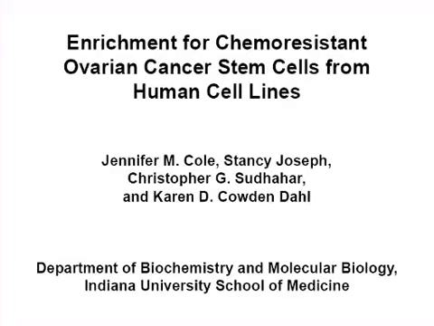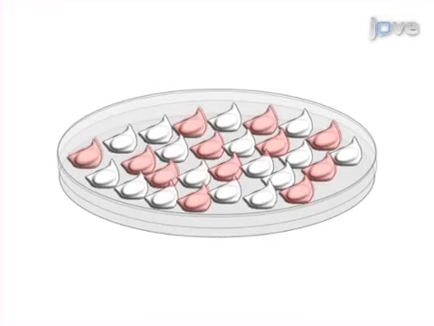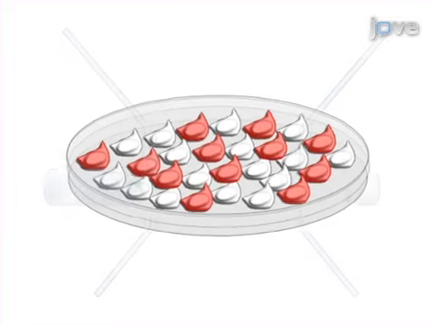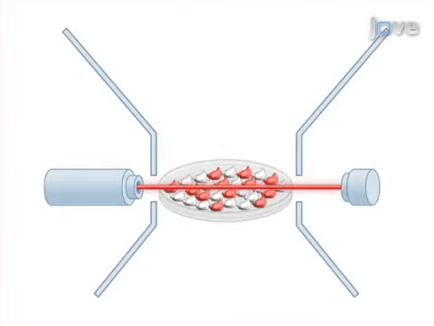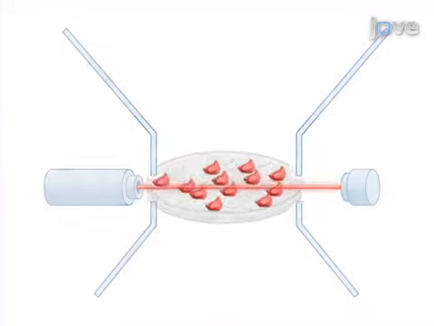The overall goal of this procedure is to select and isolate chemoresistant ovarian cancer stem cells, or CSCs. This is accomplished by first fluorescently labeling ovarian cancer cell lines with red fluorescent protein, or RFP, and selecting for RFP-positive cells using fluorescence-activated cell sorting, or FACS.